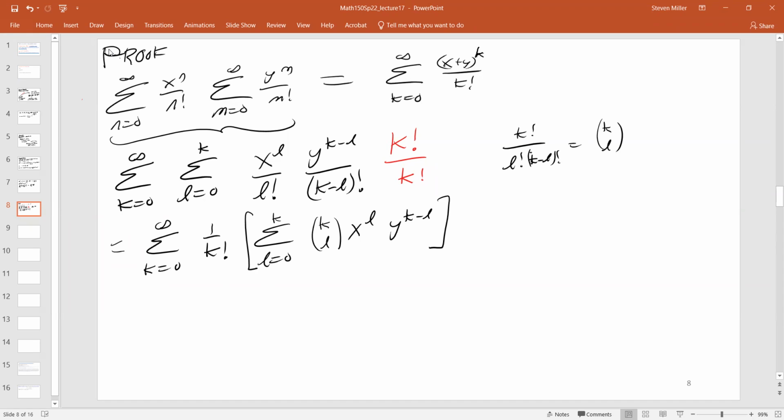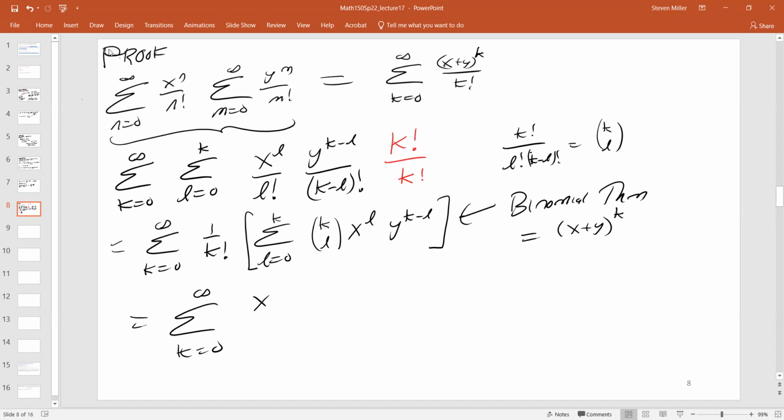But what is that quantity equal to? We've done this earlier when we did Pascal's triangle. This is the binomial theorem. And this just equals x plus y to what power? To the k. And so now, when we see this, it's a sum, k goes from 0 to infinity, of x plus y to the k over k factorial, which is e to the x plus y.